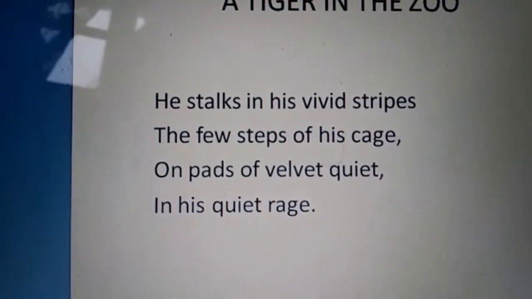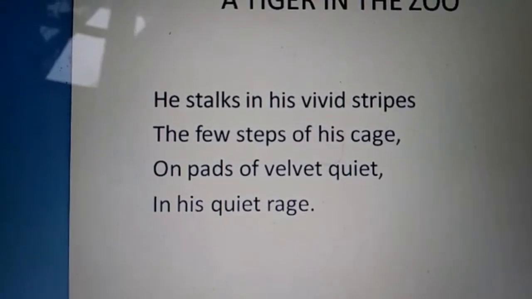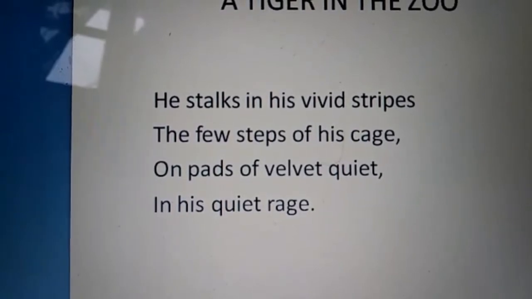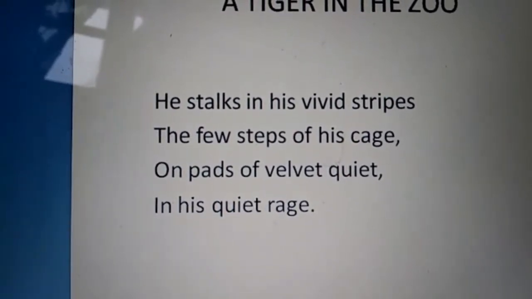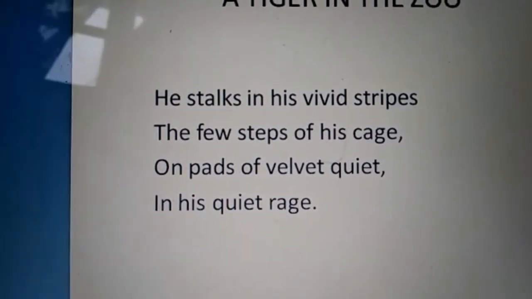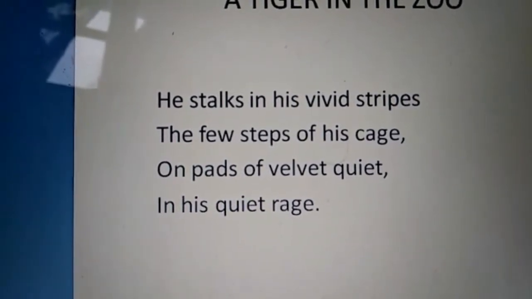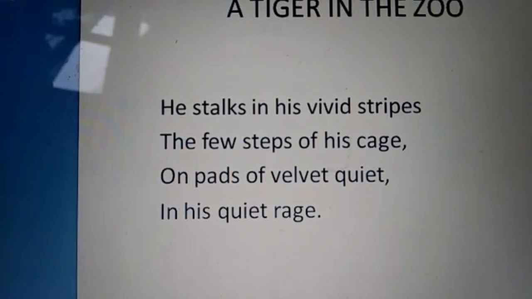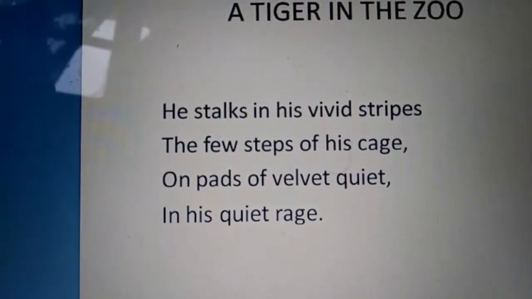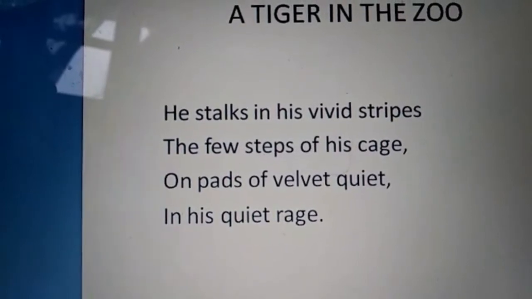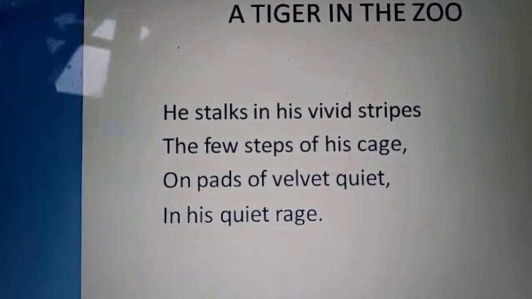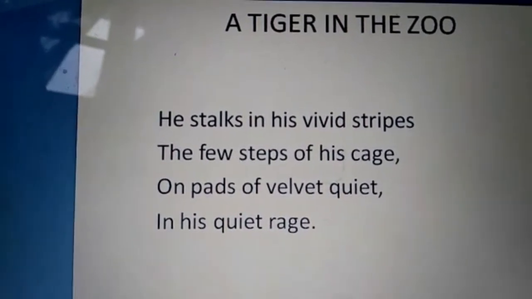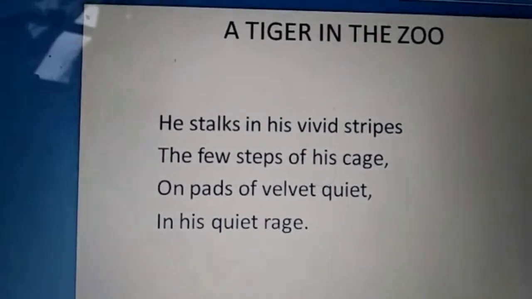Stalking in his vivid stripes. It's like a tiger. Taking steps in his cage. It is unlike a tiger. On pads of velvet quiet. What is velvet? Soft. There is quietness in his quiet rage. His rage, quiet rage.